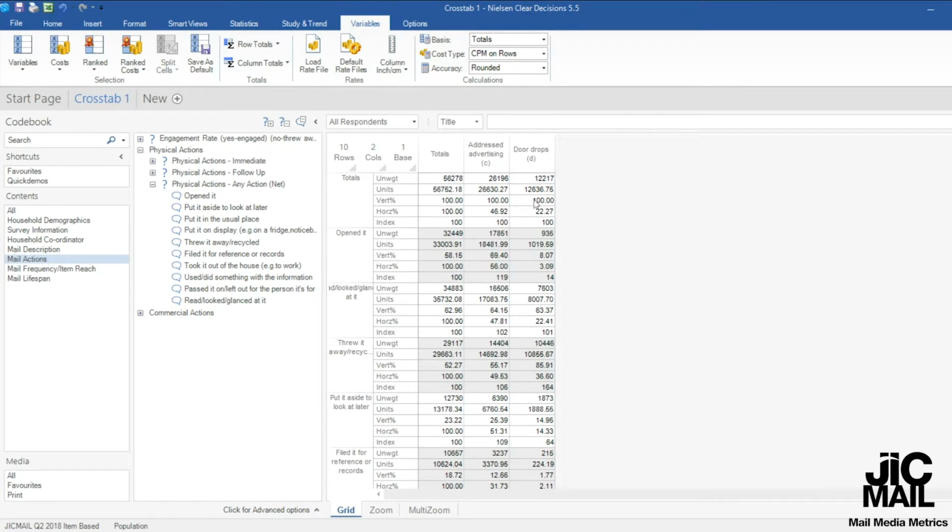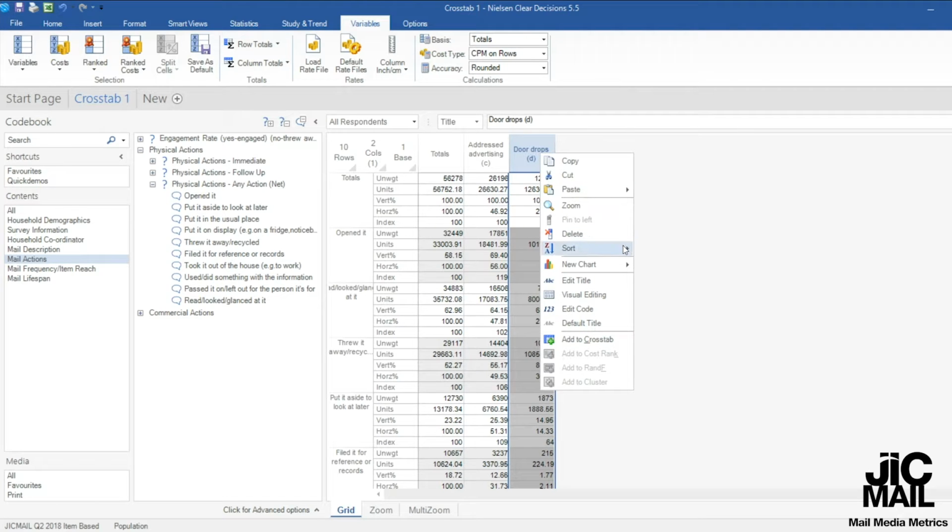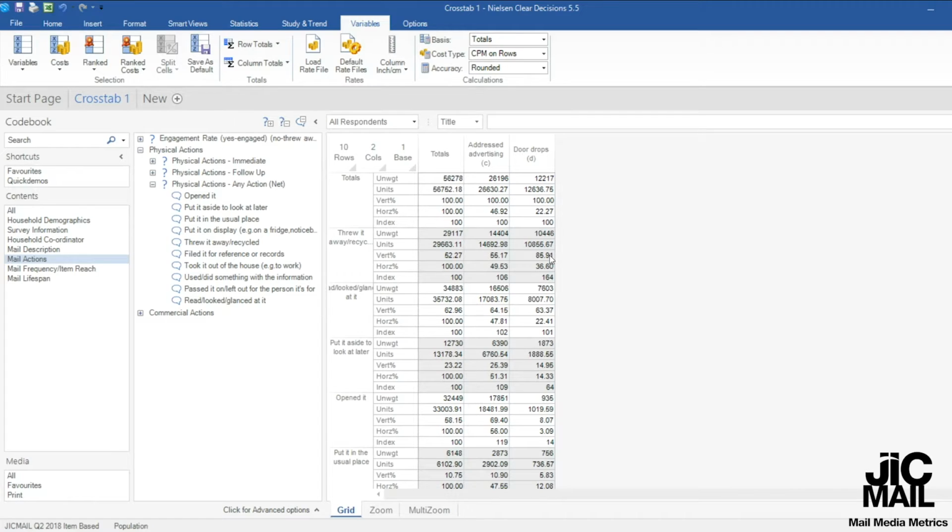Now, if we look at the same for door drops, I'm now going to rank this for door drops. So I'm going to sort this on vertical percentages. What you'll notice now, actually, if we just scroll down to open rates, only 8% of door drops are opened. It's very hard to open a door drop. Most of them are obviously just leaflets. Perhaps unsurprisingly, 86% of door drops are thrown away at some point over a month. But aside from that, 63% are read, looked at or glanced at.